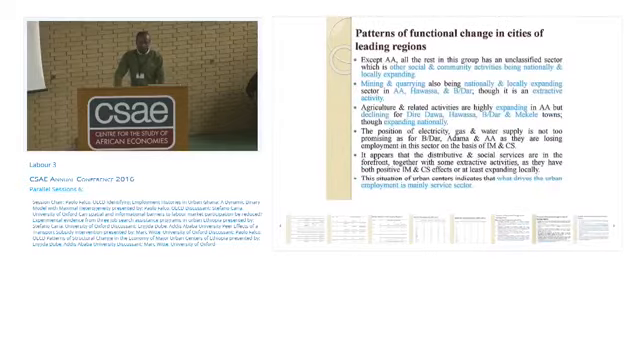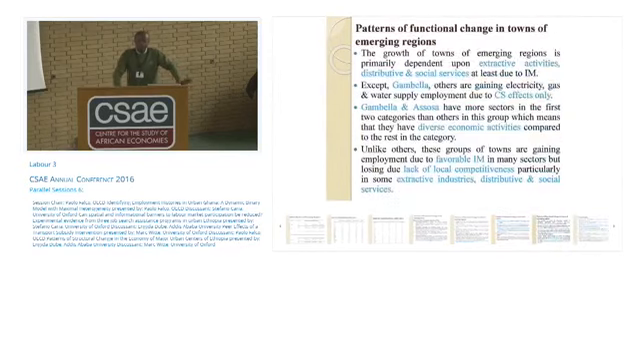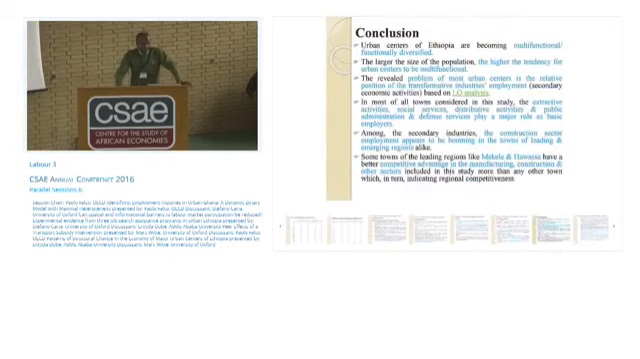So let me go to the conclusion. That captures the whole thing. What we can observe from the analysis is that urban centers in Ethiopia are becoming more and more multifunctional or functionally diversified, which is expected. The other trend is that the larger the size of the population, the higher the tendency for urban centers to be multifunctional. This is another observation.